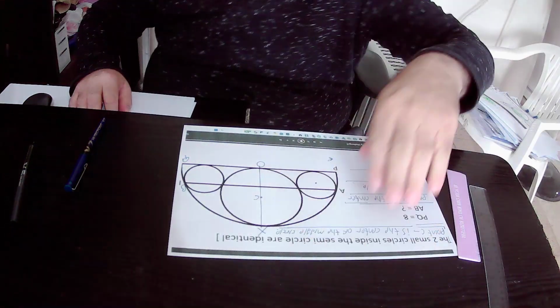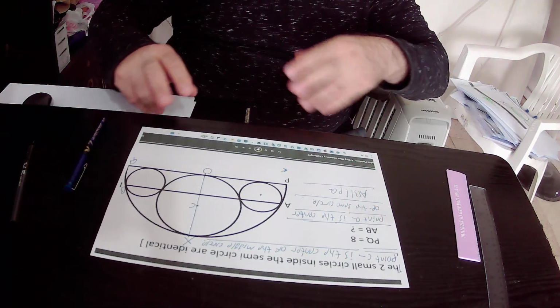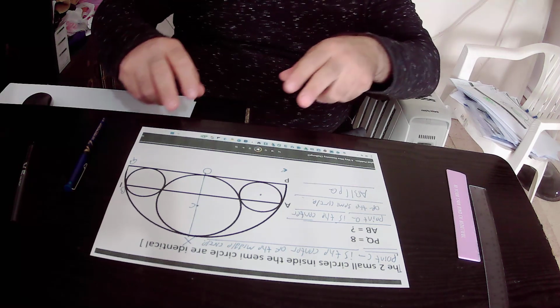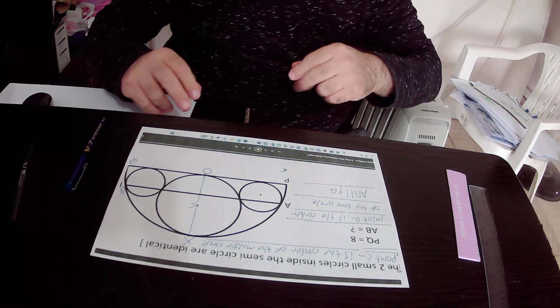Hello, in this lecture we will find the length of chord AB. In the drawing we have a semicircle. Inside this semicircle we have three circles.